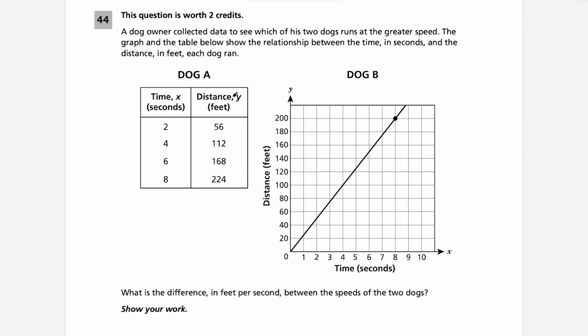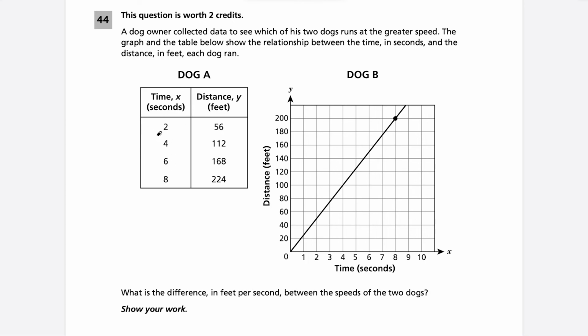Question 44, a dog owner collected data to see which of his 2 dogs run at the greater speed. The graph and the table below show the relationship between the time in seconds and the distance in feet each dog ran. And we want to know what is the difference in feet per second between the speeds of the 2 dogs. So for dog A, we have a table of values.